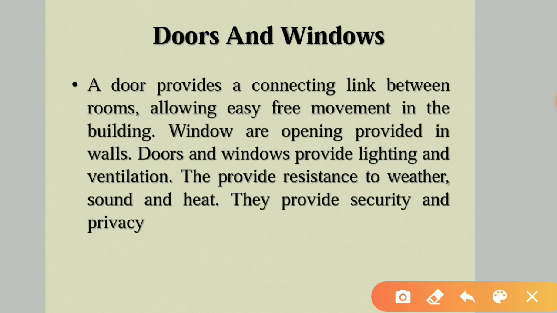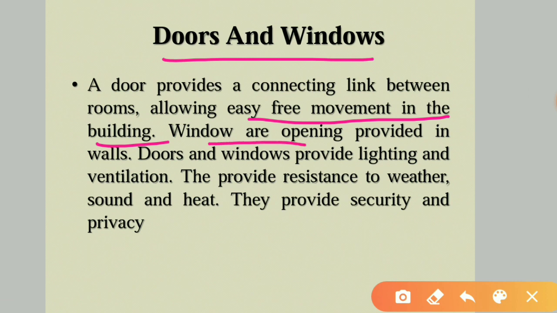Next, another important component is doors and windows. Doors provide a connecting link between the rooms, allowing easy free movement into the building and between the rooms of the building. In order to move from one room to another room, we require doors. To move from outside the building to inside, or from inside to outside, we require doors.